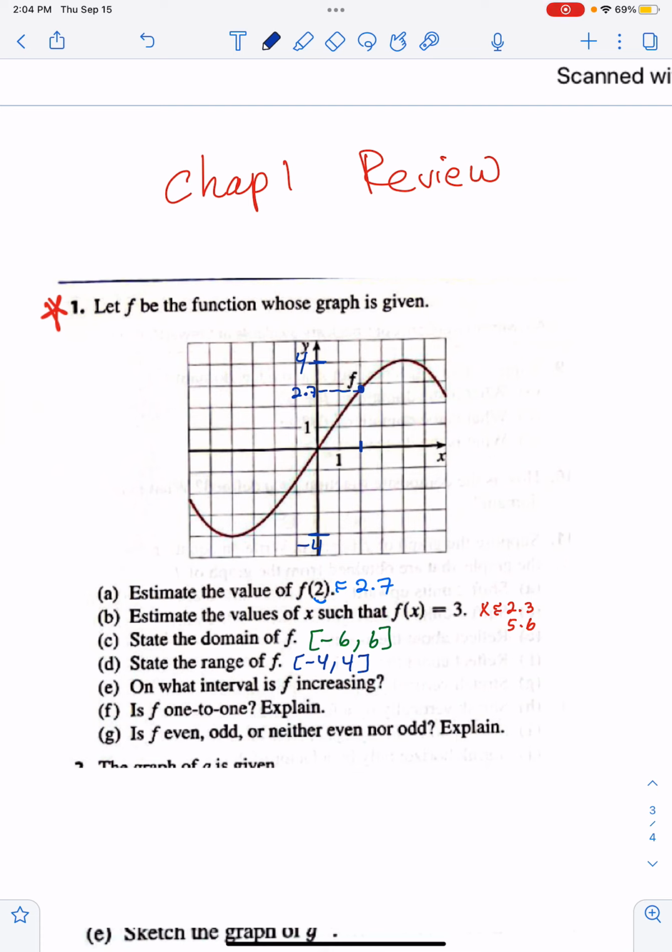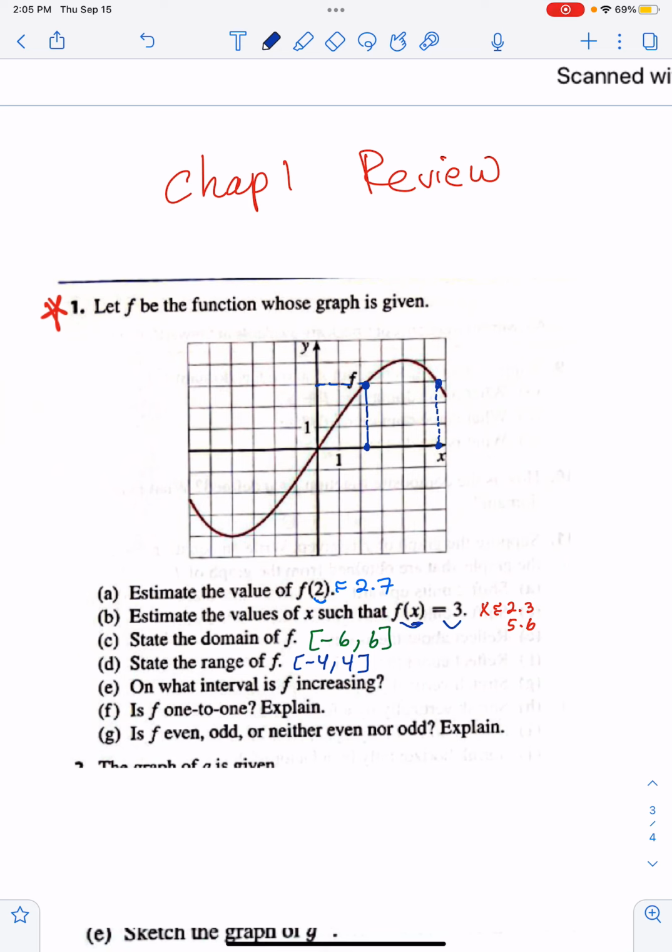So if f of x is 3, it means the output y is already 3. So that's this point or this point, and they want to know what the corresponding x values are. Those x values, you need to again eyeball them. So I thought these 2 points are 2.3 and 5.6.